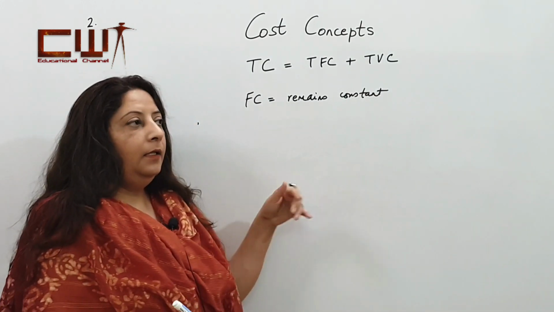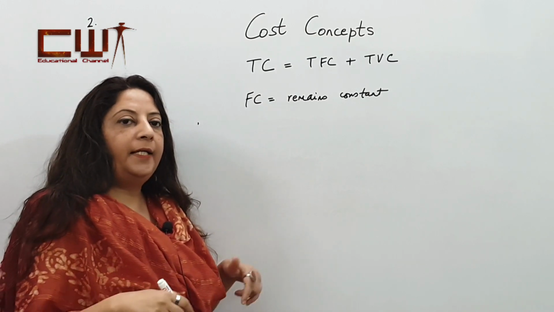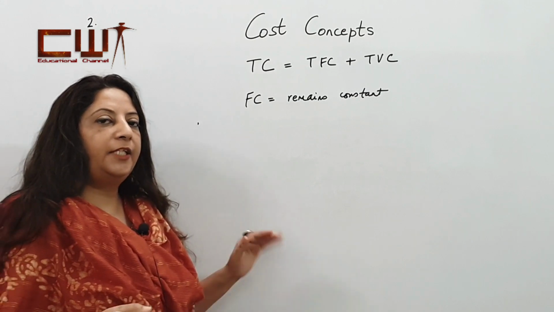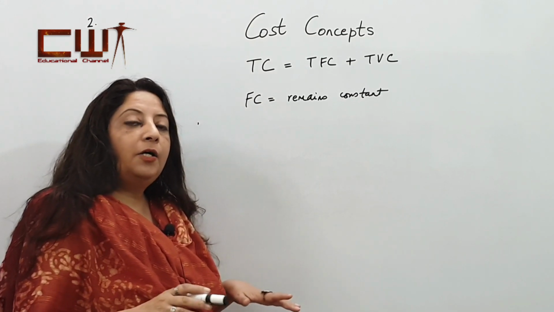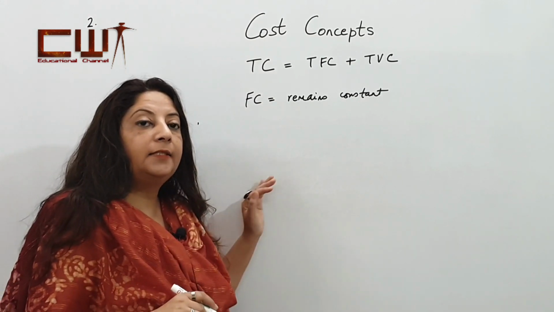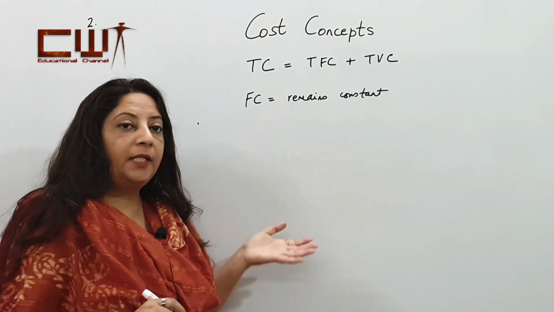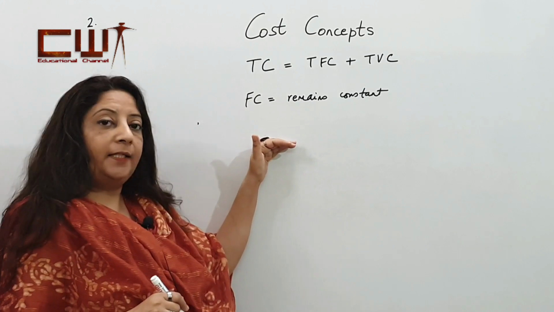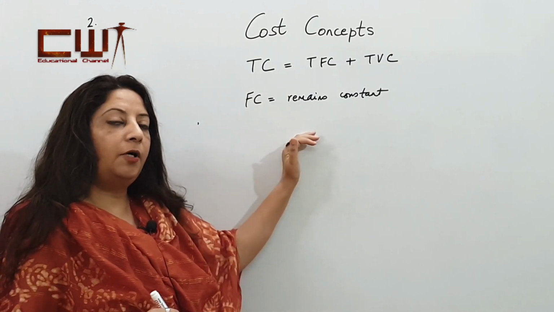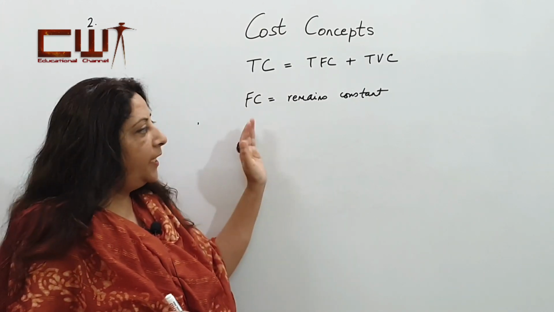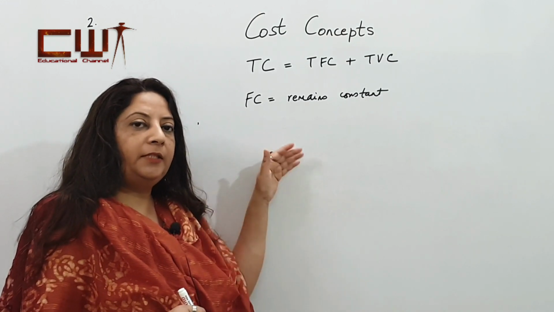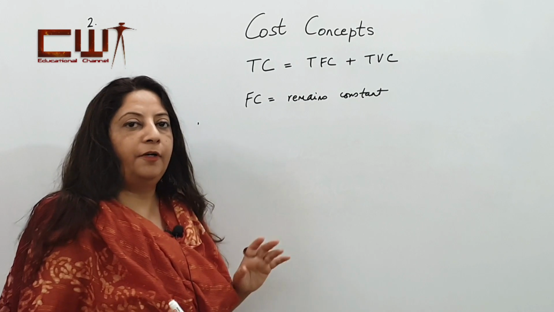For example, if a person is operating a business, producing a certain number of units, the cost of electricity remains the same. The cost of managerial salaries remains the same. The cost of security guards in that building remains the same. So, irrespective of the output, the fixed cost remains the same. They do not change with the change in output. So, fixed cost remains constant at all levels of output.